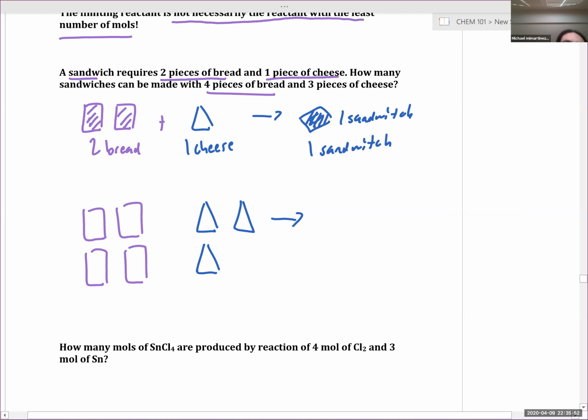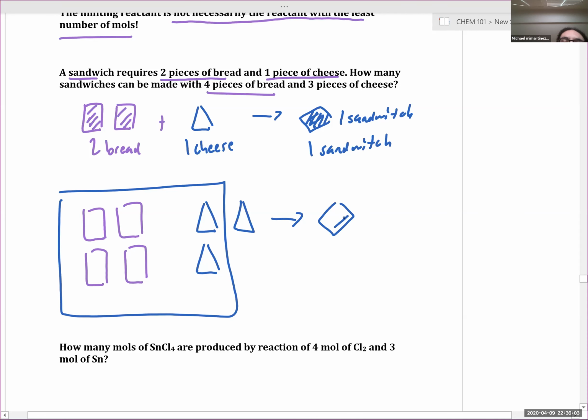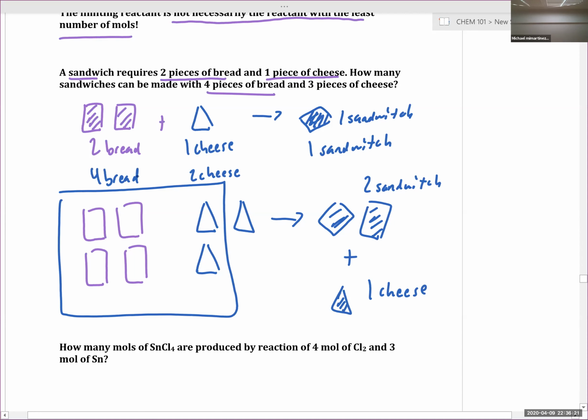Exactly. We can only make 2 sandwiches because for our 4 pieces of bread, we use up 2 pieces of cheese. So in effect, we are able to make only 2 sandwiches, plus we have a piece of cheese left over. So even though we have more moles of bread, if we look at our stoichiometry, it results in bread being consumed faster than our cheese. So you always need to consider our stoichiometry when you assess limiting reactants.